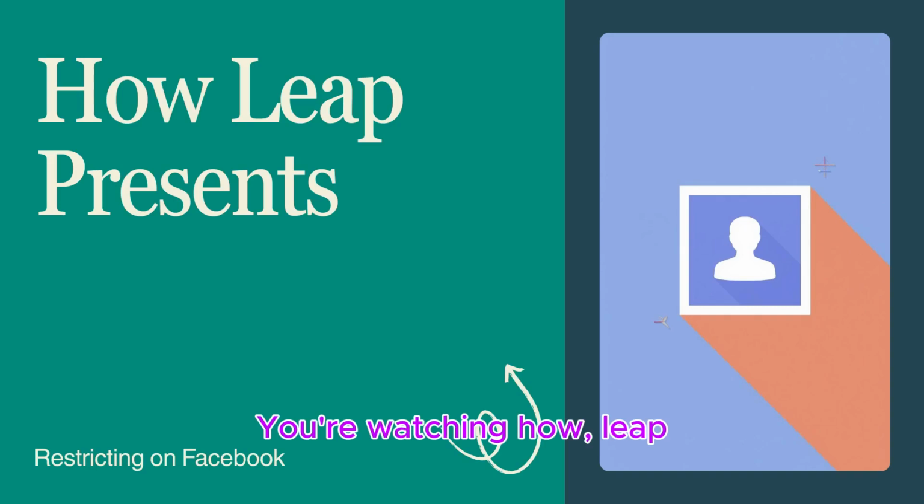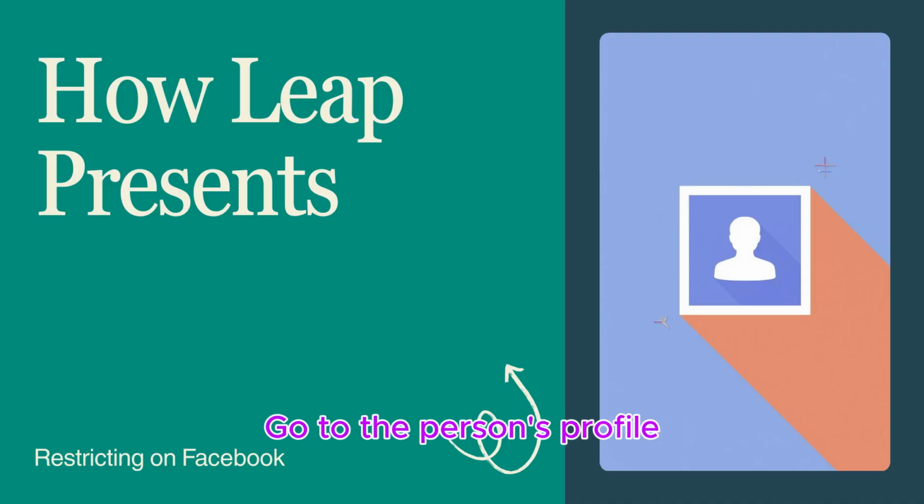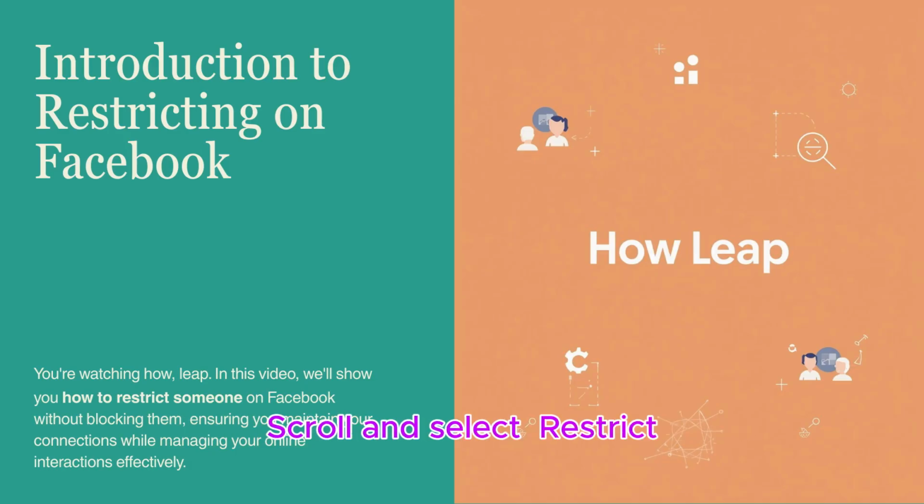You're watching how to restrict someone on Facebook without blocking them. Go to the person's profile you want to restrict, tap the three dots next to their name. A menu will open, scroll and select Restrict. A confirmation screen will explain what restricting does. Tap Restrict again to confirm.